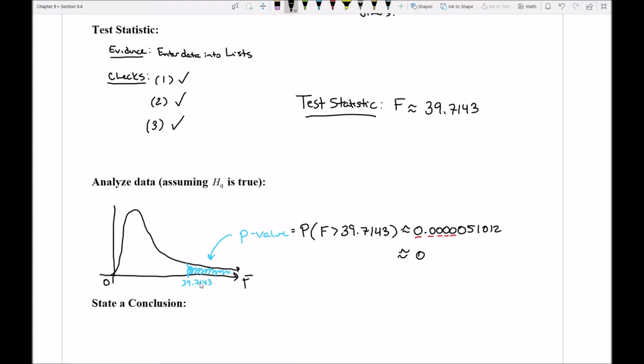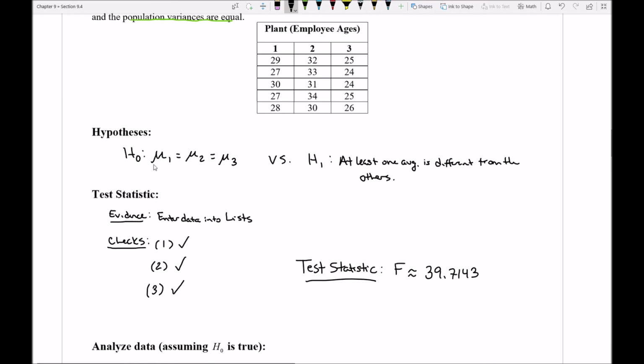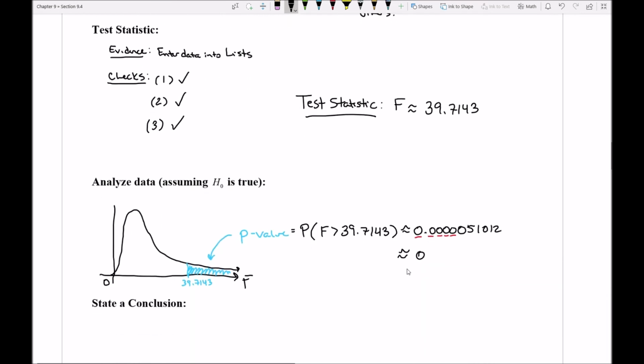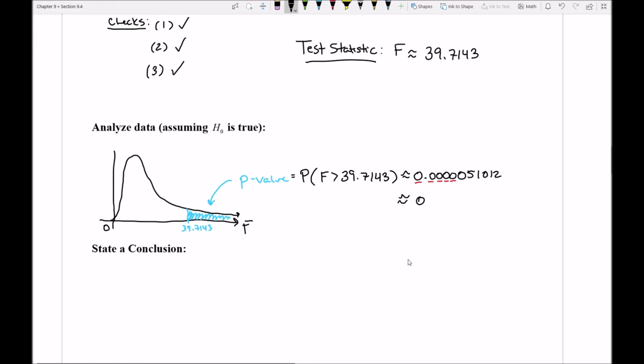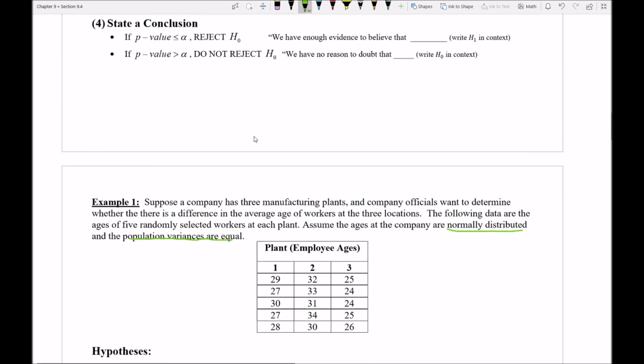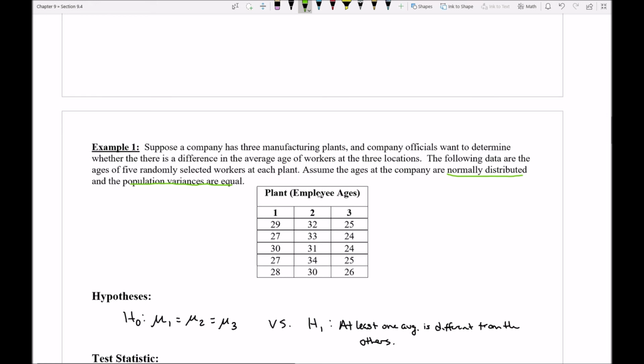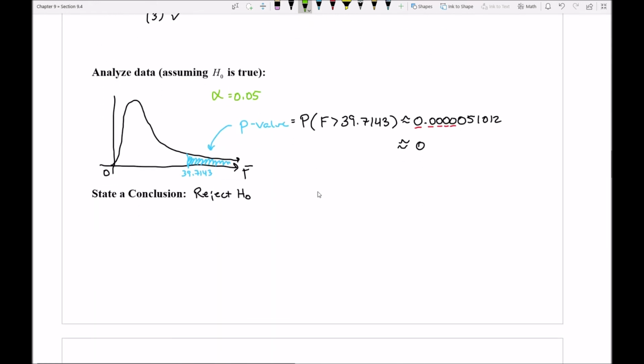The chances of getting this value for F just by dumb luck, if H0 is true, is next to impossible. And so I can see here I definitely have a very rare sample if all the averages are equal. And so I would choose to reject H0. Again, my value of alpha here probably doesn't even matter, but I think it should be 5%. Notice since it's not listed up here, it's implied that it's going to be a 5% level of significance.